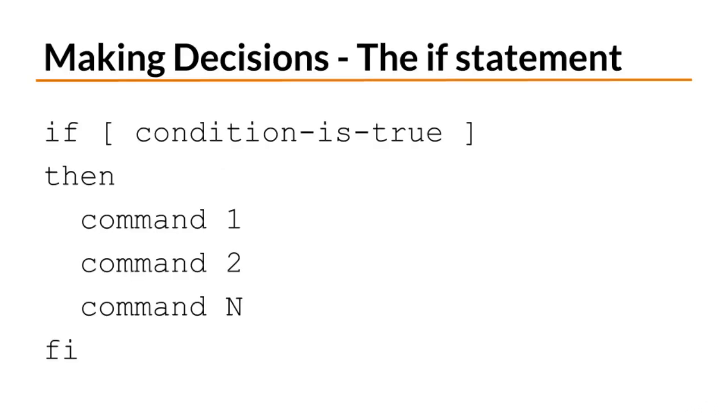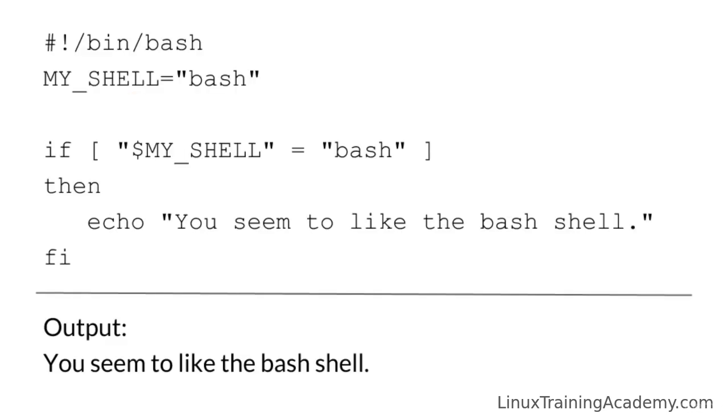So now that you know how to determine if a certain condition is true or not, you can combine that with the if statement to make decisions in your scripts. The if statement starts with the word if and is followed by a test. The following line contains the word then. Next is a command or series of commands that will be executed if the tested condition returns true. Finally, the if statement ends with fi, which is simply if spelled backwards.